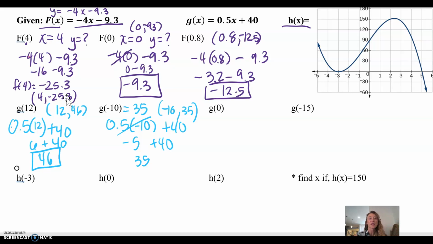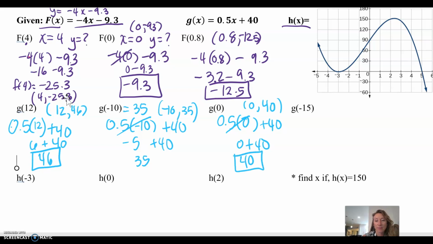What about g of 0? Oh, g of 0 means I plug in 0 for x to g. So that's 0.5 times parentheses plus 40. I've got 0 comma something. I'm going to find the y-intercept. Okay, so 0 for x, that's right here. That makes 0 plus 40. I get 40 as my final answer.